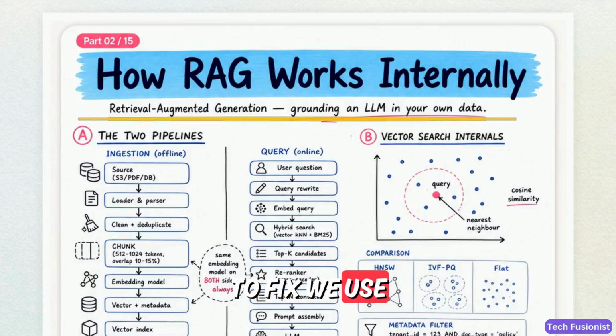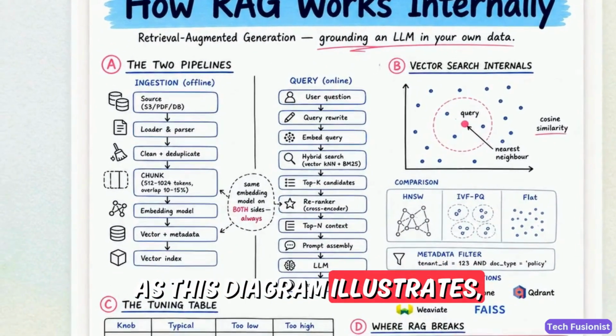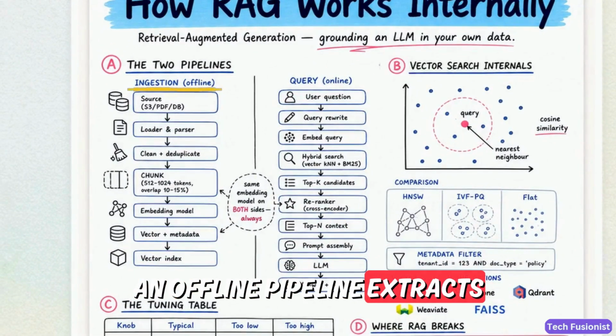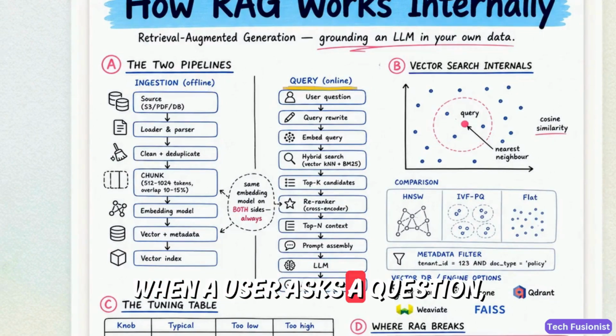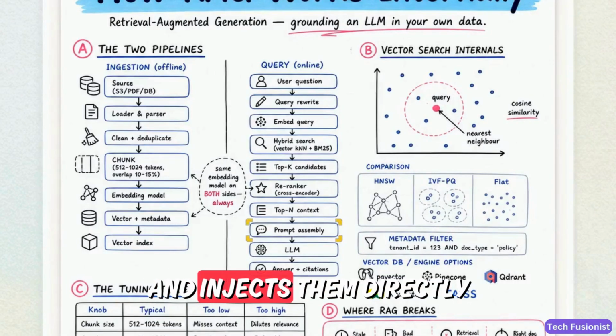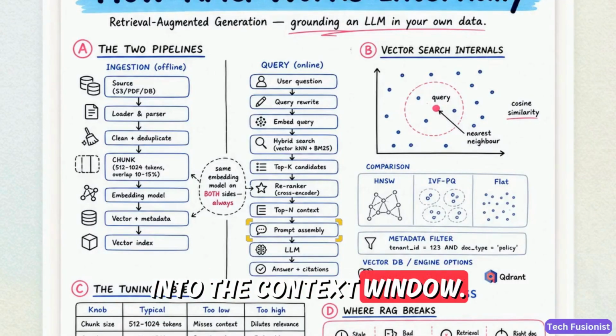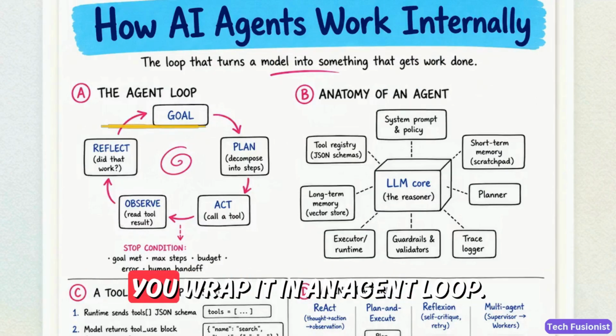To fix this, we use Retrieval augmented generation. As this diagram illustrates, an offline pipeline extracts and indexes your private documents into a database. When a user asks a question, an online pipeline retrieves the most relevant chunks and injects them directly into the context window.